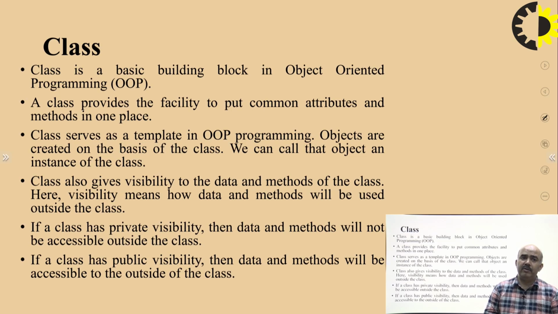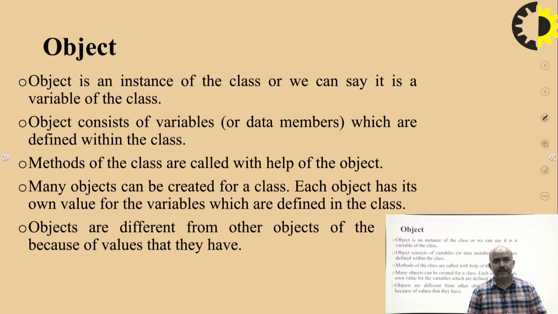Here, visibility means how the data and methods will be used outside the class. If a class has private visibility, then the data and methods will not be accessible outside the class. If a class has public visibility, then the data and methods will be accessible outside of that class.